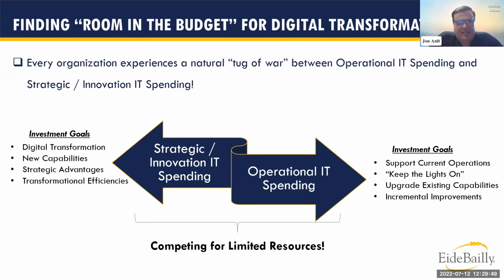As I said earlier, every organization experiences a natural tug of war between operational IT spending and strategic IT spending, competing for limited resources. The first one I call operational IT spending. That's supporting your current operations, the keeping the lights on notion. It's upgrading. I've got a piece of software, I go through an upgrade cycle, and now I have the new version that's supported and maybe more secure. At best I'm getting incremental improvements here.